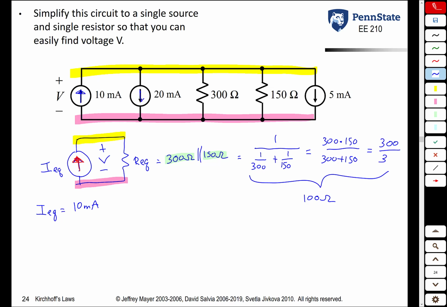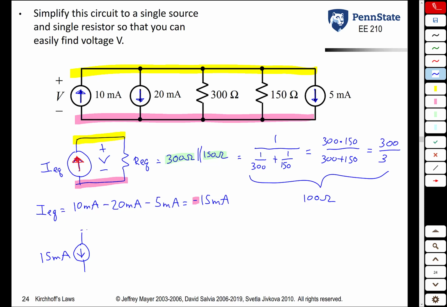The 20 milliamp is going in the opposite direction, so it's going to be minus 20. And the 5 milliamp, once again, is going in the opposite direction, so it's going to be another minus 5. You add those together, you get negative 15 milliamps. What this minus sign means is that our initial guess of the current going from the pink node to the yellow node, pointing up, was wrong, and the true current direction is going down.